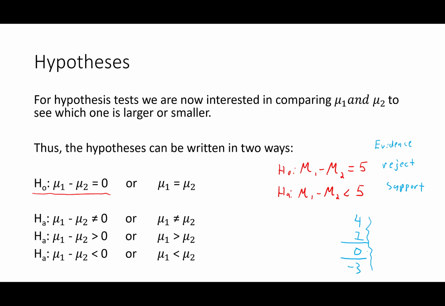This is why we typically don't set that hypothesized value to something other than 0. Because if we support HA here, we actually haven't learned about which one is bigger or which one is smaller. This is why for our class, we'll mostly be interested in setting this hypothesized value to 0.